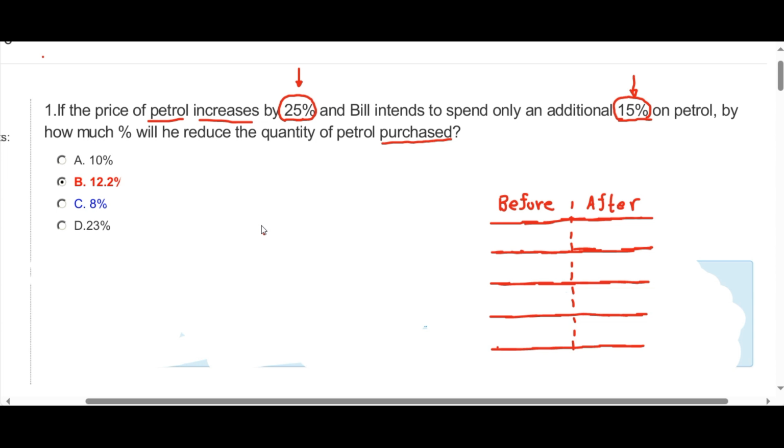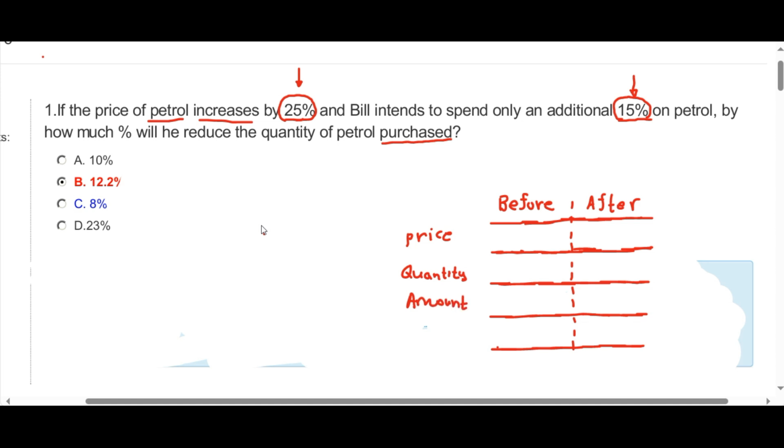So if that happens, it doesn't matter what the initial price and the initial quantity that I bought were. I don't know the price of petrol before, and I don't know the quantity that I bought before the increase. And I don't care about that, because since I have percentages here, I can put any number. So what I'll do is, here is the price of petrol, here is the quantity that I buy, and here is the amount that I pay.